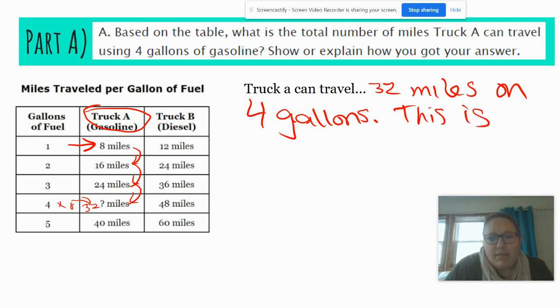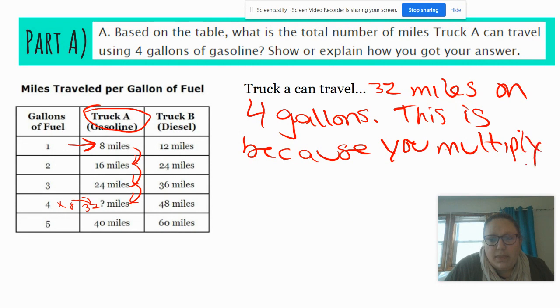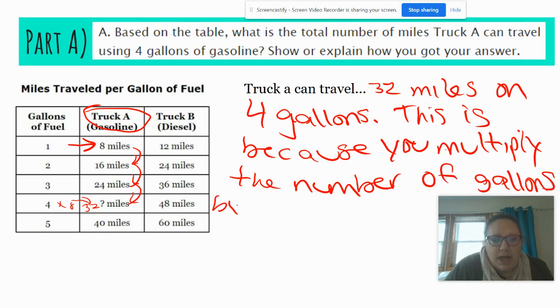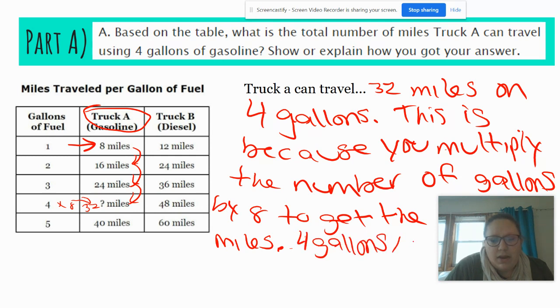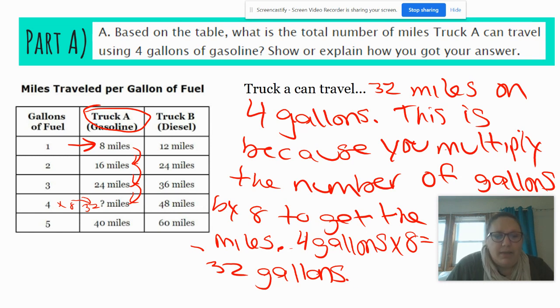This is because you multiply the number of gallons by 8 to get the miles. 4 gallons times 8 equals 32 miles. So that would be for part A.